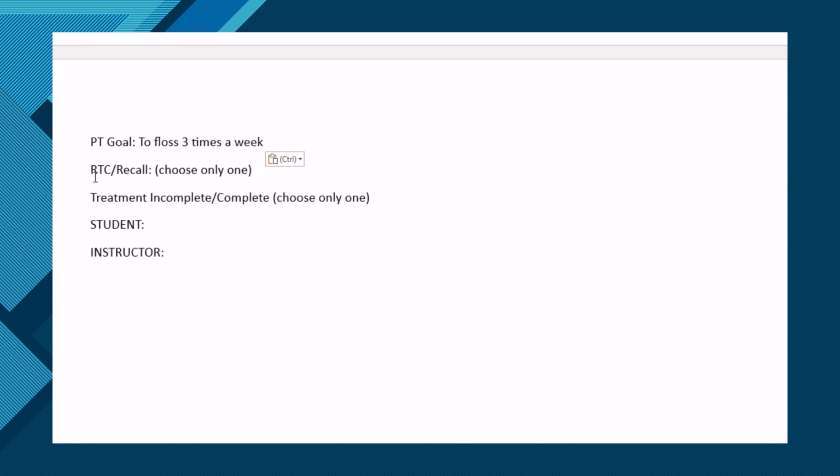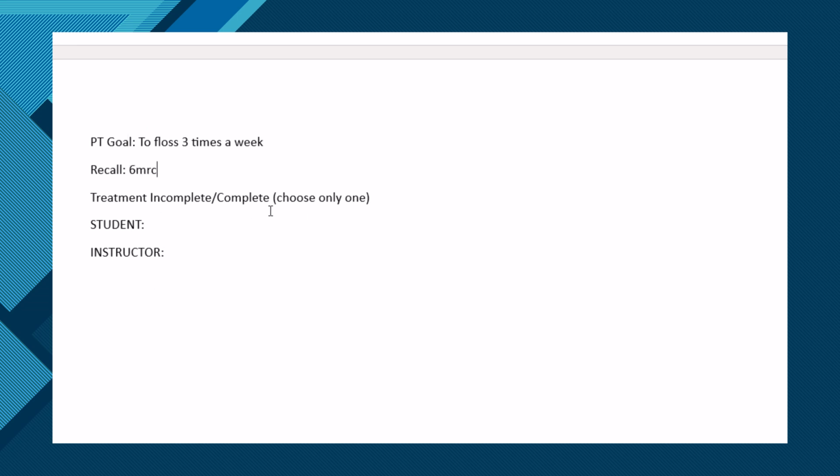Then here, RTC means return to clinic or a recall. A return to clinic is when a patient is still in a series, meaning maybe you did the initial assessment and you didn't get the teeth cleaned. Maybe the patient is coming back for something else that you need to see the patient for. But because I completed the patient, meaning I put fluoride on their teeth, I'm going to create a recall. And I'm going to see this patient every 6 months.